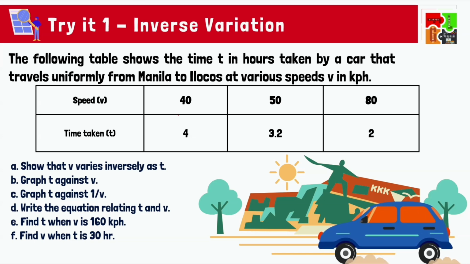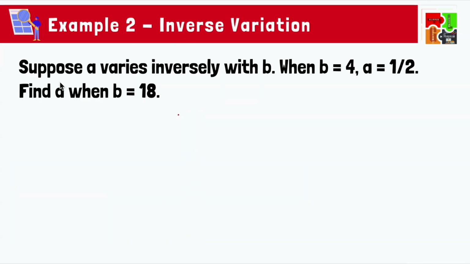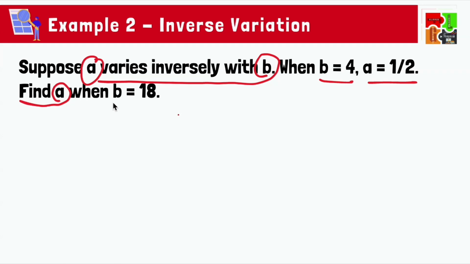Now, I want you to try this particular given. Ganun pa rin yung ating magiging variable, speed and time. Pero binawasan ko lang yung ating mga columns. So, tatlo lang po yung given speed and time. For example, number 2, suppose A varies inversely with B. May given na B, that is 4. A is equal to 1/2. And we are tasked to find the other A when B is 18.